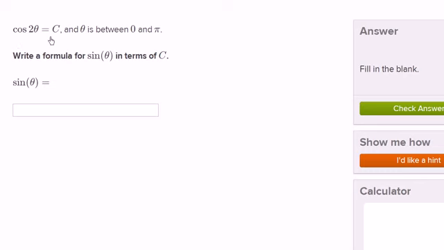Cosine of 2 theta is equal to c, and theta is between 0 and pi. Write a formula for sine of theta in terms of c. I encourage you to pause the video and try to figure this out on your own before I work through it. I'm assuming you've had a go, so let's see if we can work through it together.